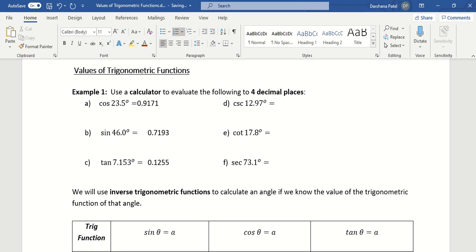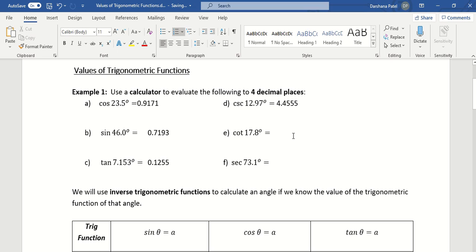Now for cosecant, our calculator does not have a cosecant key. But we remember that cosecant is the reciprocal of sine. So in the calculator, we press 1 divided by sine 12.97 degrees. And what we get is 4.4555.